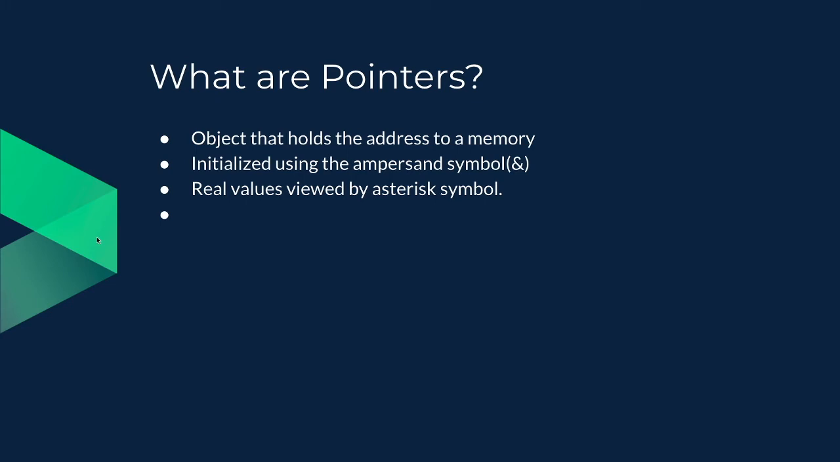First of all, what are pointers? Pointers are an object that hold the address to a memory of a certain variable. They are initialized using the ampersand symbol, also known as the and symbol, and you can view the real values using the asterisk symbol. Please note, however, the usages of pointers varies from language to language. It's usually working like this in Golang and C++. However, it is still possible that it is different for other older languages such as Fortran and BASIC.